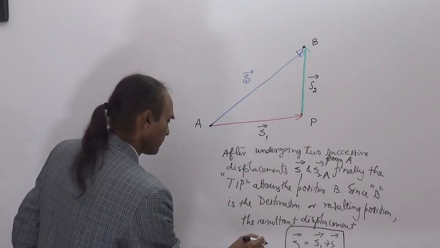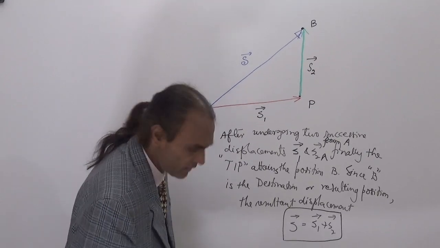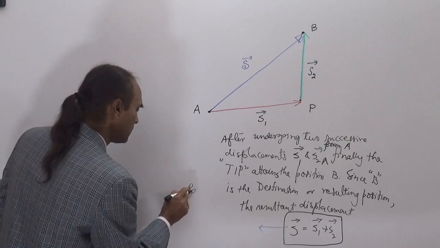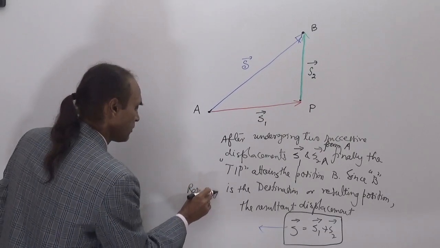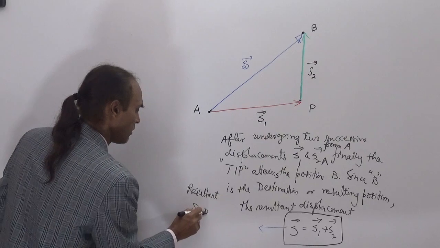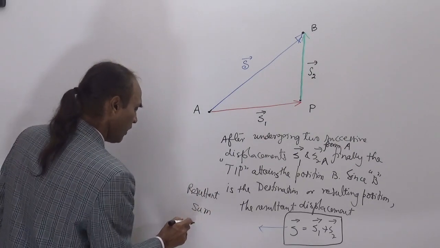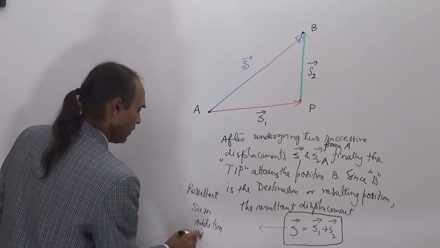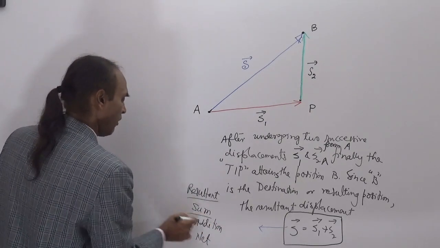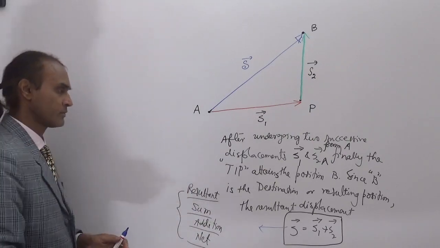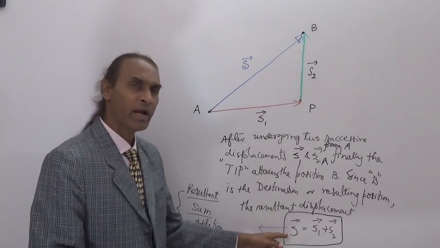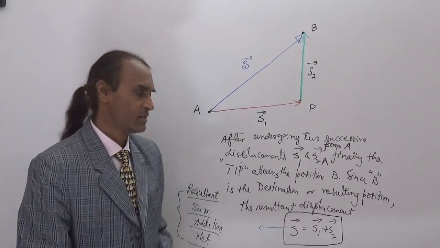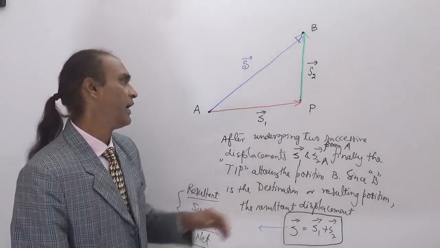So after undergoing two successive displacements, S1 and S2, from A, finally the tip attains the position B. Since B is the destination or resulting position, the resultant displacement can be written as the sum of these two displacements. So we can write this S as resultant or sum or addition or net. All these terms are equivalent. So the net displacement or resultant displacement is equal to the vector sum of these two displacements. So this is the idea.